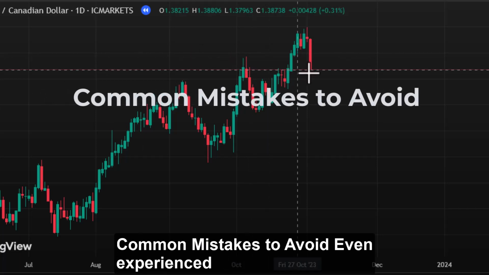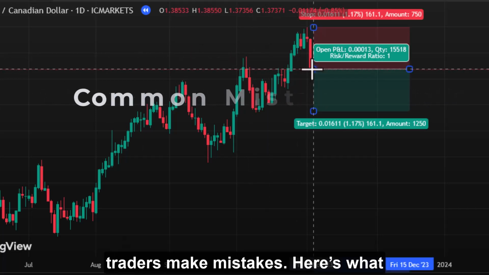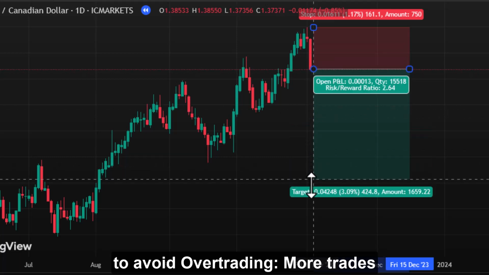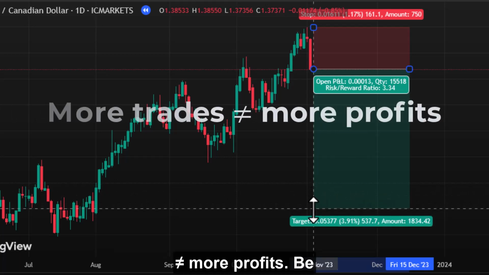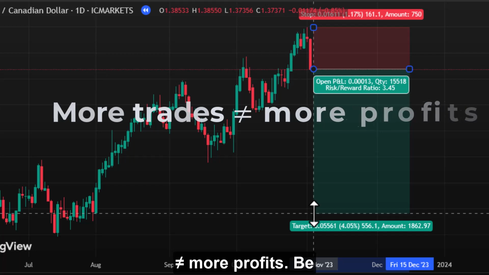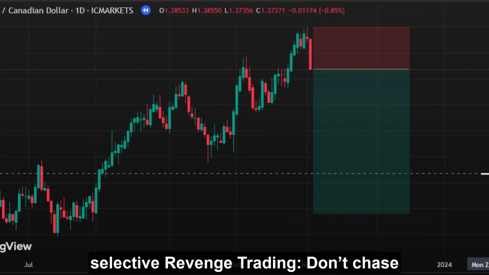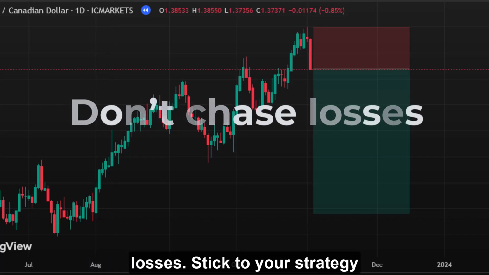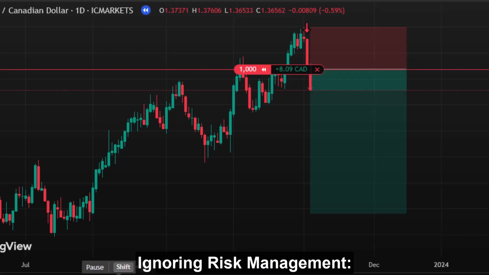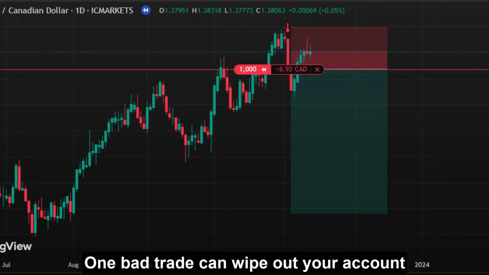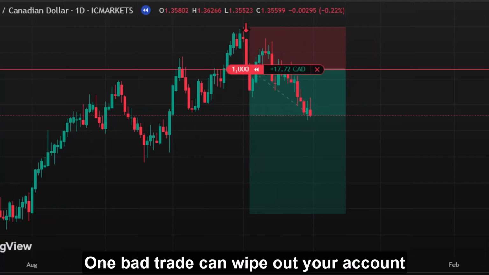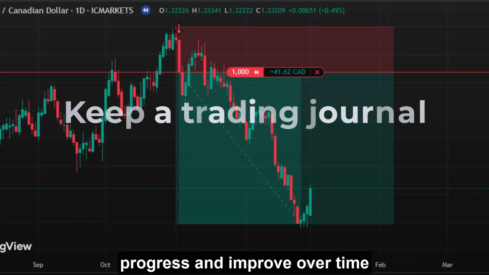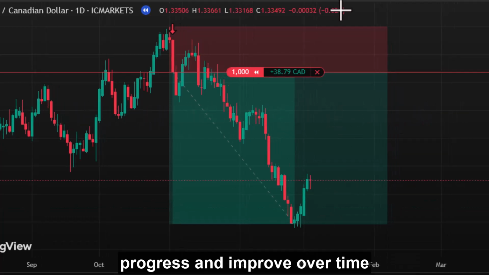Common mistakes to avoid. Even experienced traders make mistakes. Here is what to avoid. Overtrading: more trades does not equal more profits. Be selective. Revenge trading: don't chase losses. Stick to your strategy. Ignoring risk management: one bad trade can wipe out your account. Pro tip: keep a trading journal to track your progress and improve over time.